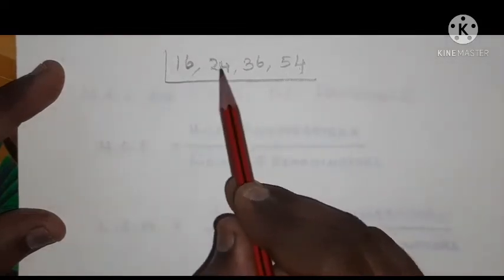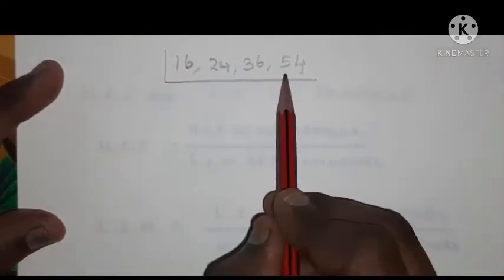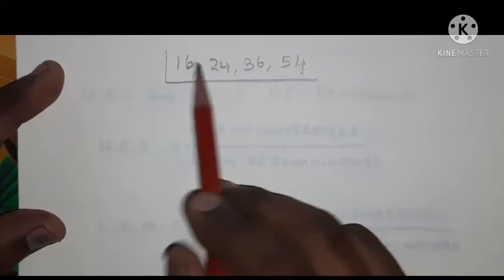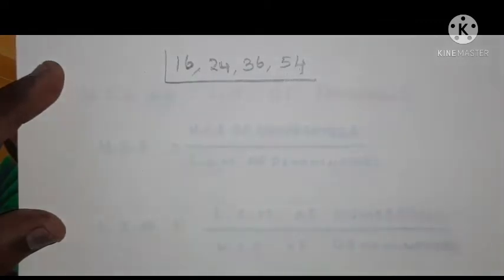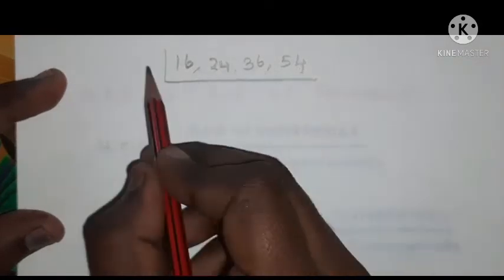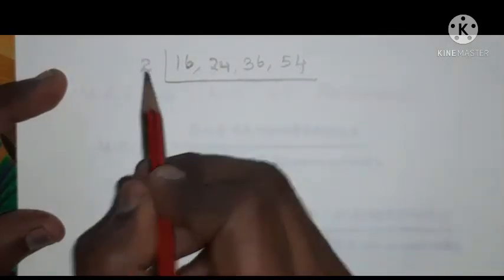Now the second step: we should divide by a number that divides at least two of the given numbers. There are four numbers, and at least two of them should be divisible by the number. By the way, we should choose the divisor. First, look, all are even numbers, hence I am choosing 2, right?